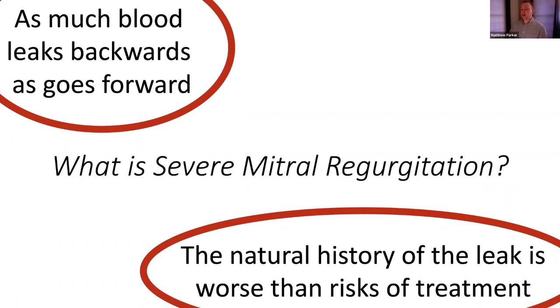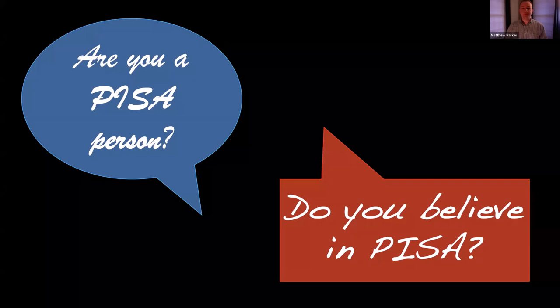So the natural history of the leak is worse than the risk of treatment. Which brings us to PISA, which does have that kind of outcomes data to it. And it also has a lot of problems with it. So we're going to talk about that tonight.